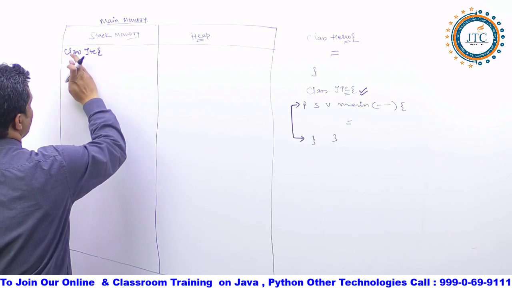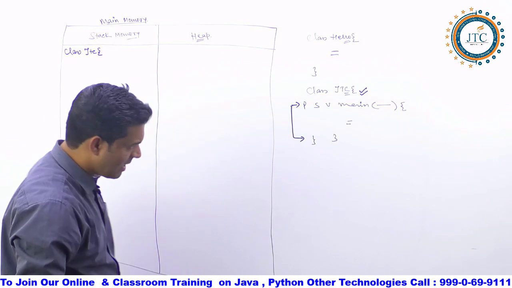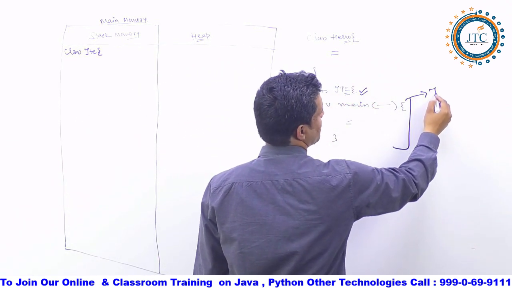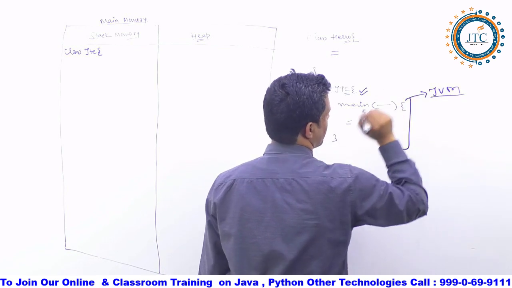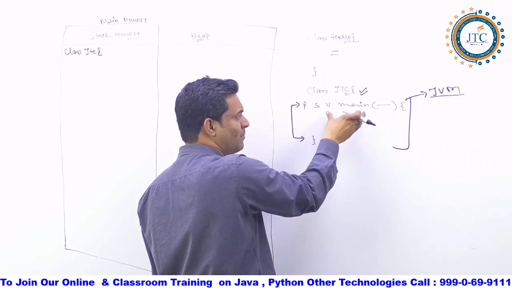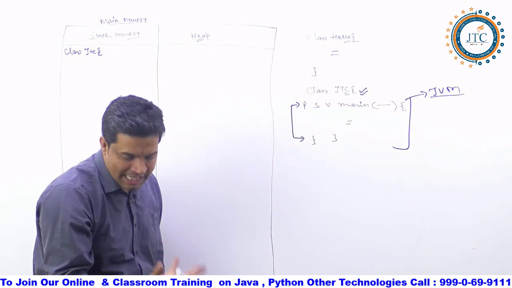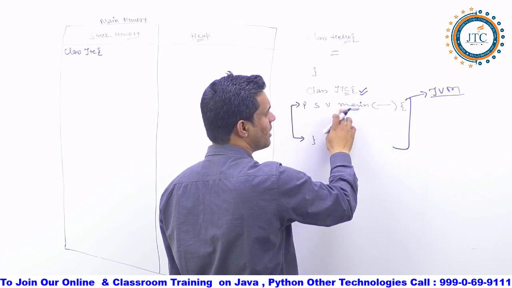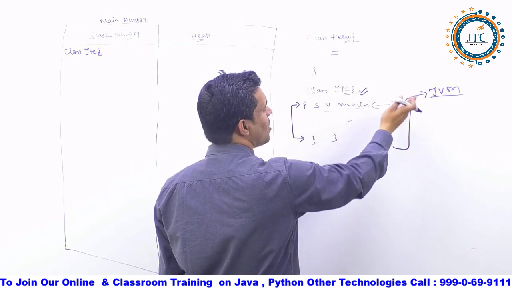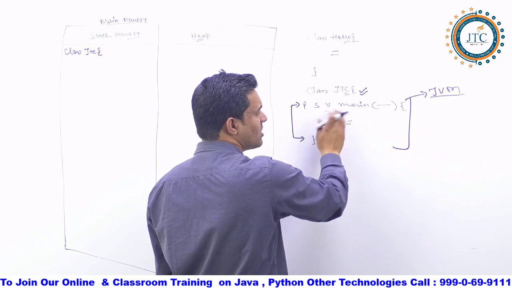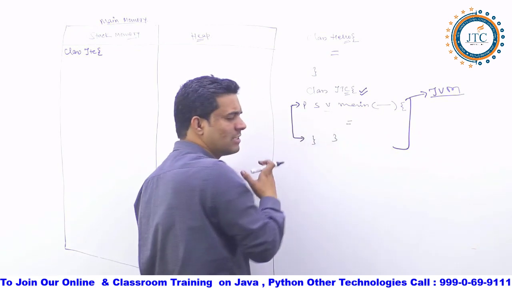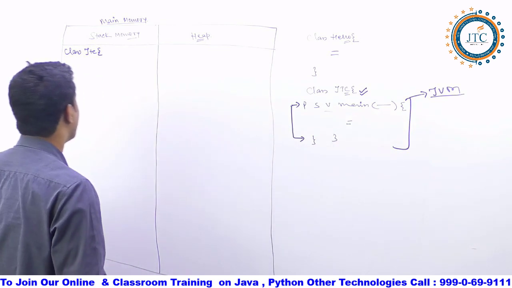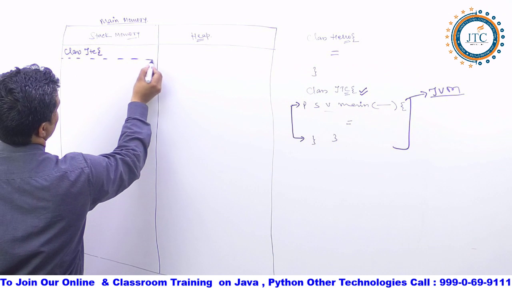Now see, there is one method. Who is calling this main method? The JVM is calling the main method, correct? Any method that is called will be placed inside the stack frame in the stack memory. So this main method is going to be placed inside the stack frame, correct?